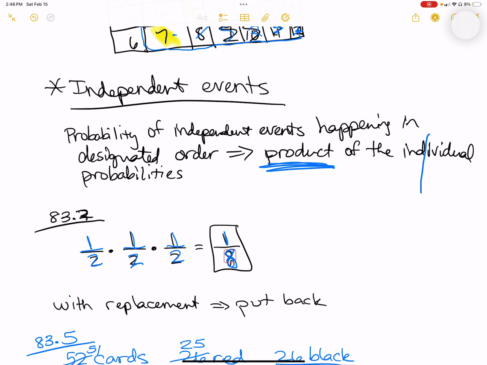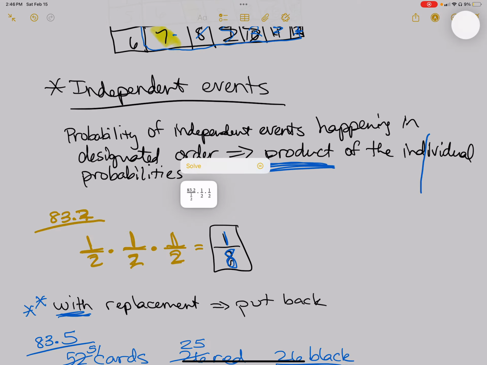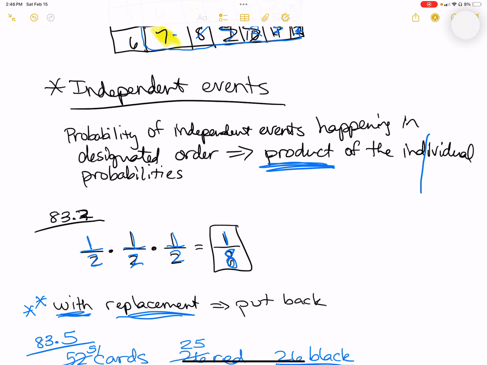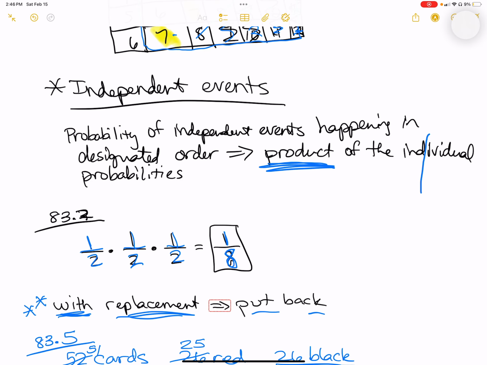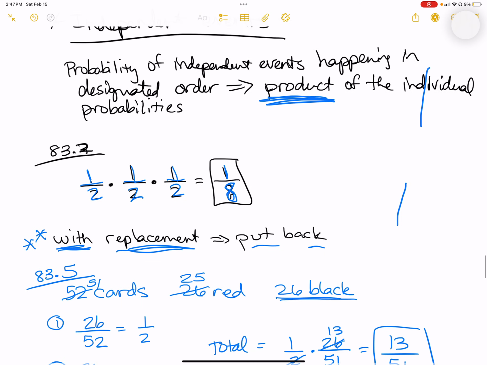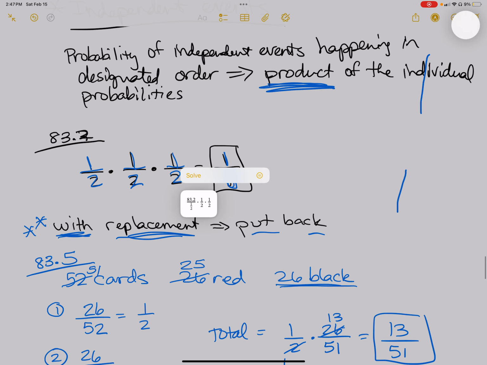Okay. Now they talk about the term with replacement. With replacement is in regards to something like if I'm pulling a marble out of a bowl, do I put it back or do I keep it out? With replacement means I put it back. And that matters because it changes the probability if you don't put it back versus if you do put it back.